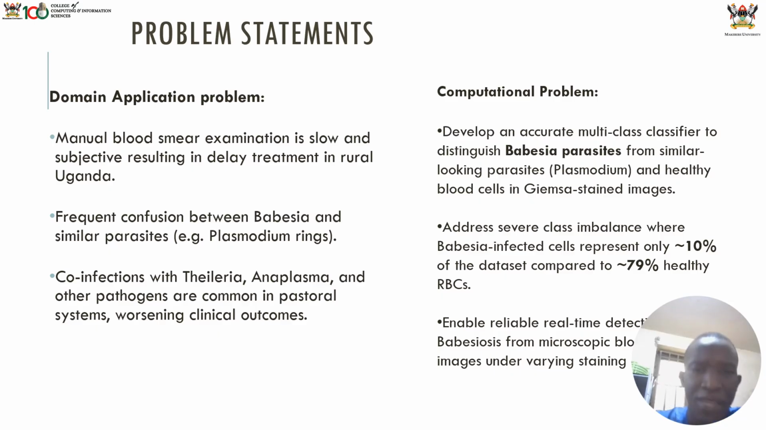Then the second challenge is frequent confusion between the Babesia parasite and very similar looking parasites like the Plasmodium, or the malaria parasite. When they are viewed under a microscope, both of them have the same ring shape, which results in misdiagnosis.